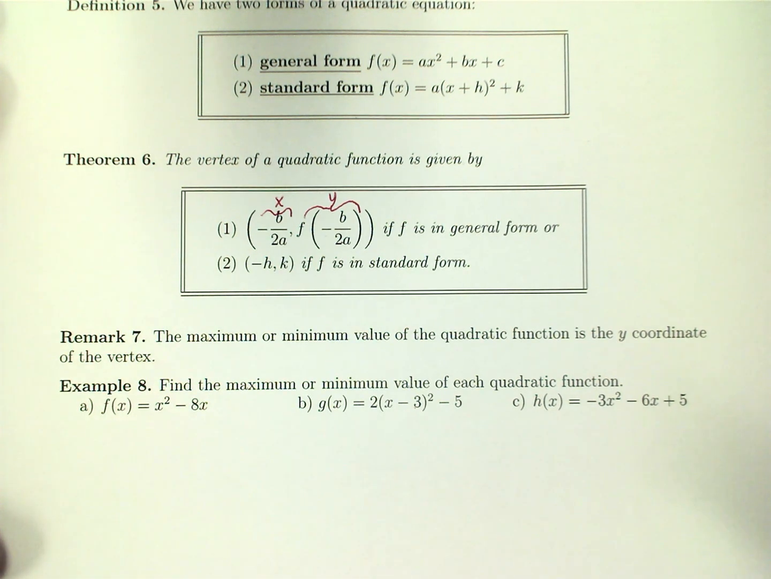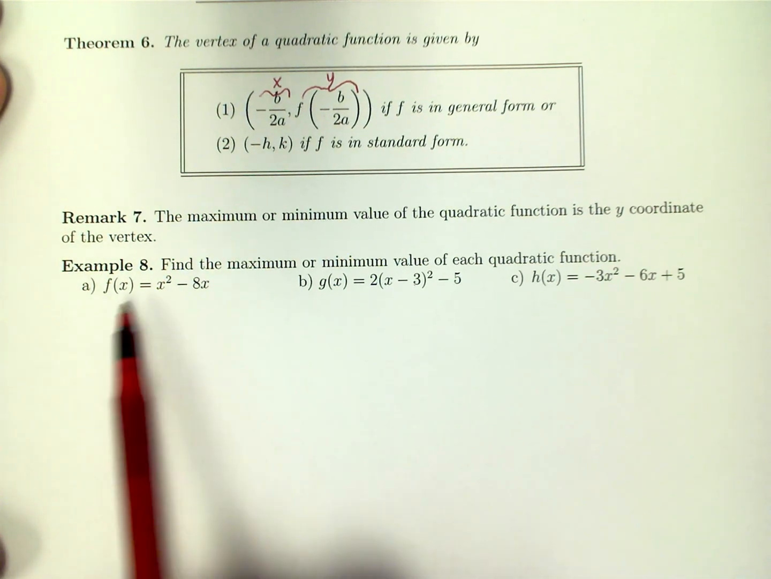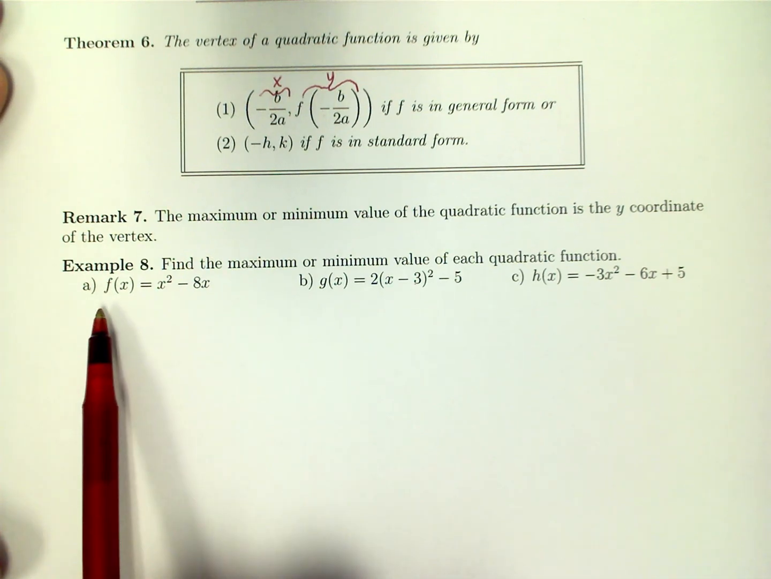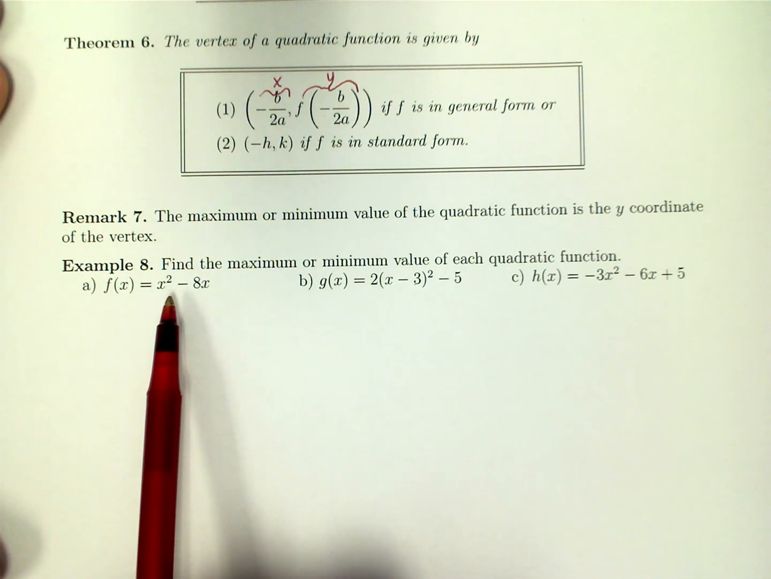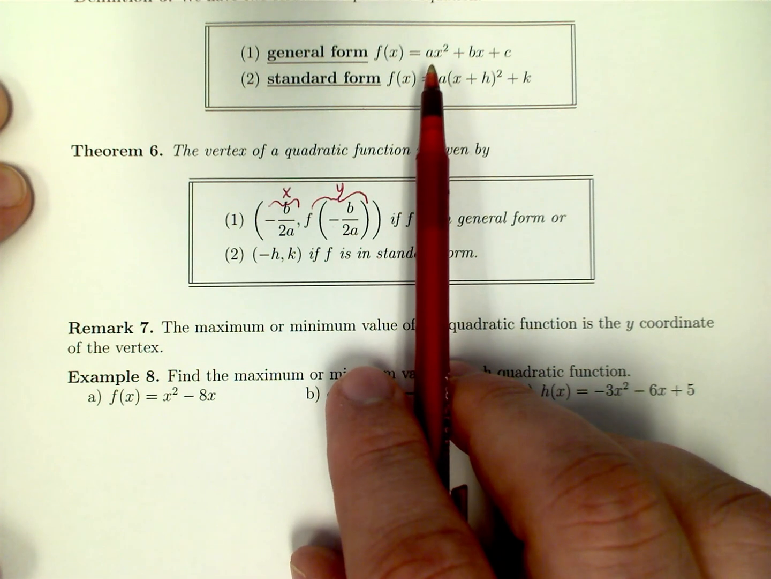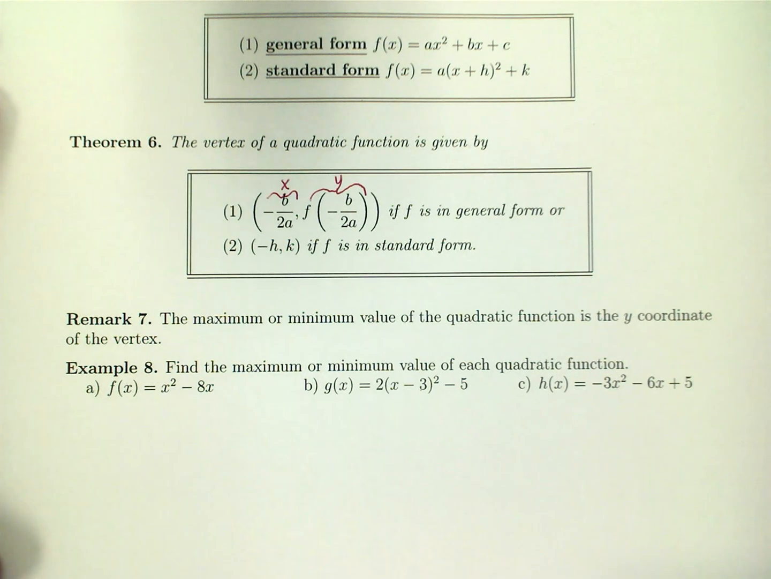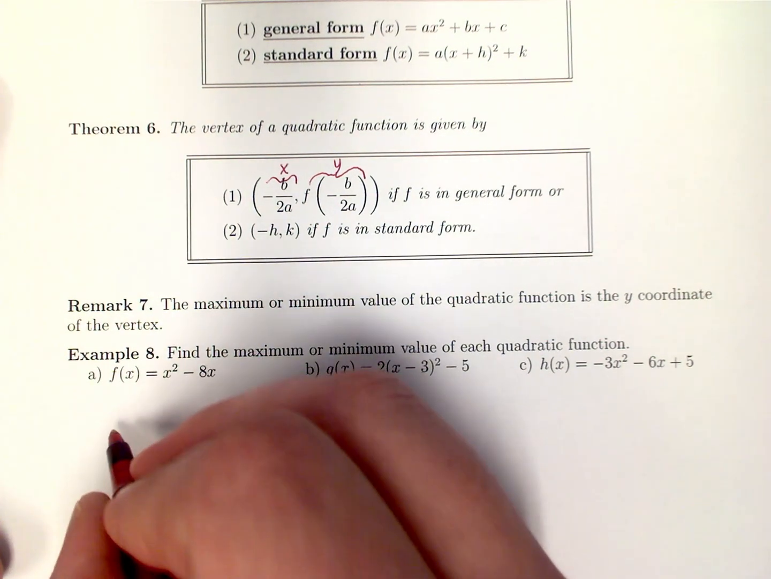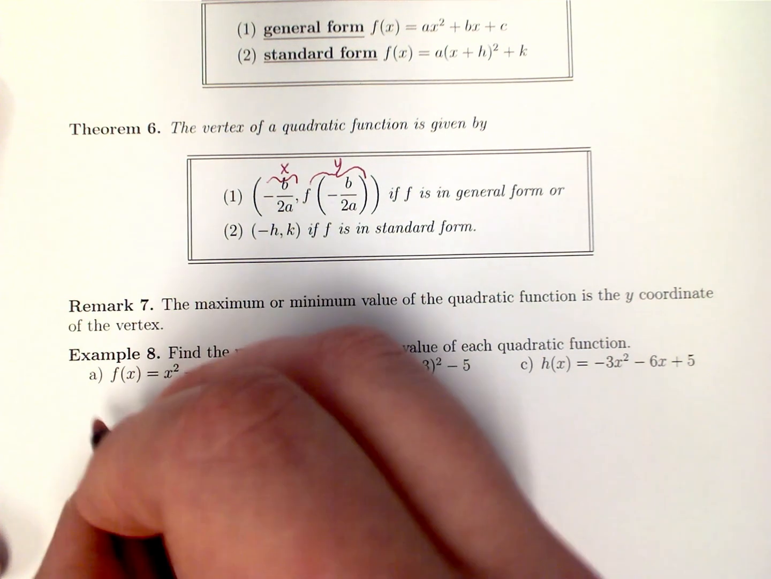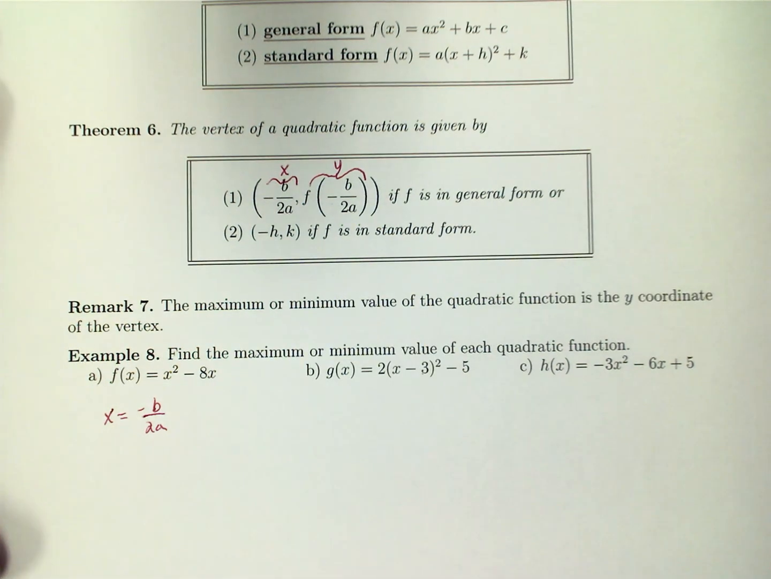All right, so let's take a look at some examples. For this one, we're going to try to find the maximum or minimum values of the following quadratic functions. So let's take a look at this first one. f of x equals x squared minus 8x. So I think this looks more like the general form of a quadratic function. We're going to try to find the vertex, so we're going to use this formula: x equals negative b over 2a.